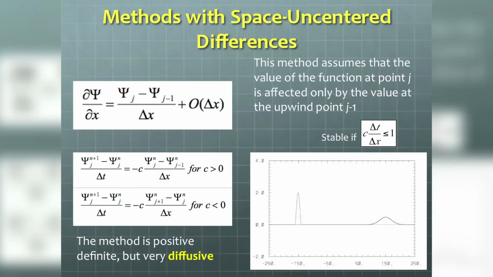So the method assumes that the value of the function at point j is affected only by the value at the upwind point j minus 1. And again, it is positive, no negative concentration, but diffusive. And of course, I'm not sure you would be happy if I told you that a plume moves like this and becomes this, when in fact there is no diffusion prescribed in my model. It's purely numerical diffusion. I hate to see numerical diffusion, but it has good sides. I don't get wiggles. It's stable for some criteria.